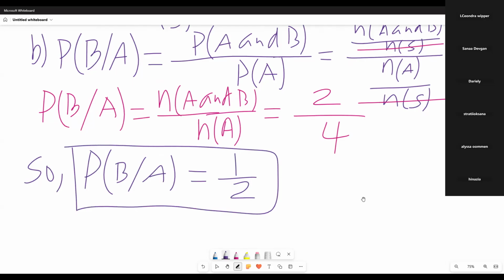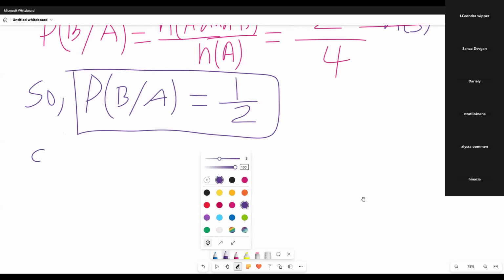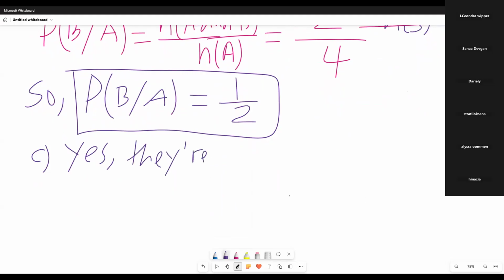Now, the last thing they ask you in part C is whether A and B are independent events. Okay? I would say yes. I would say C, yes. They are independent events.